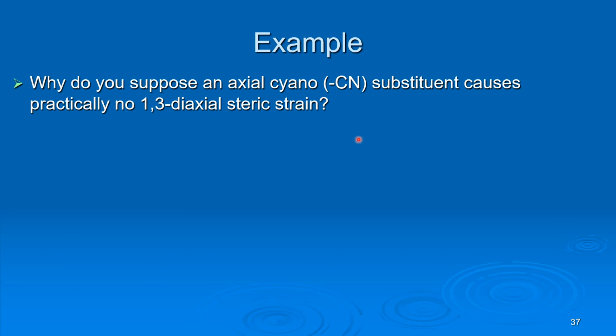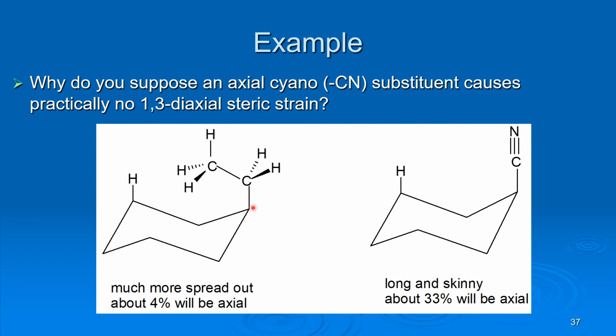And you think, well, I wonder why, because CN, that sounds like a big group. But here's what it looks like. So here's an ethyl group, right? So that had a 4.0 and then another 4.0, so 8.0 kilojoules for this to be axial. So it's going to be 96% of the time this is going to ring flip and the ethyl group will be equatorial. Here's what a cyano group looks like.